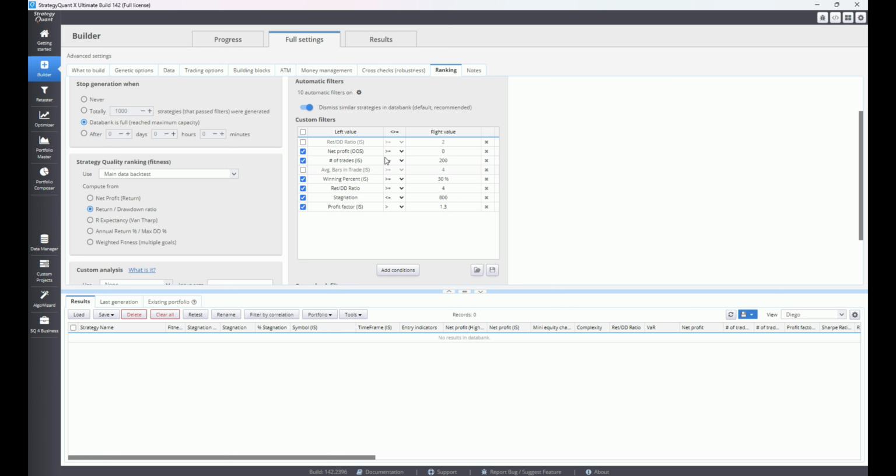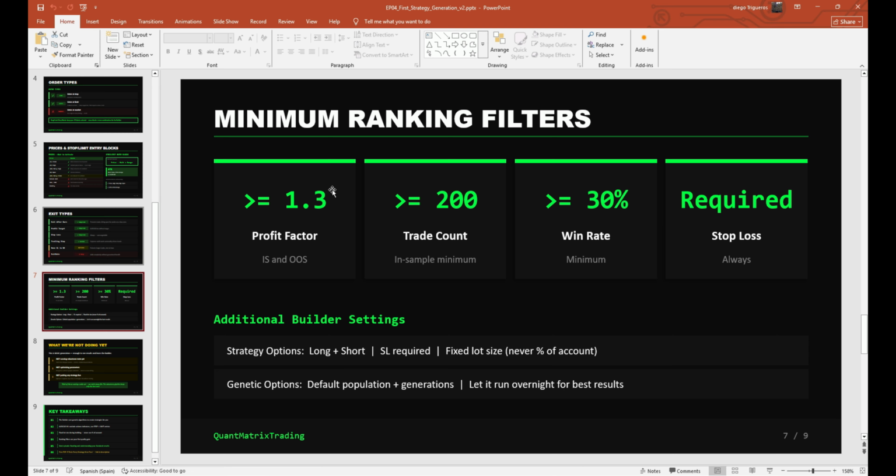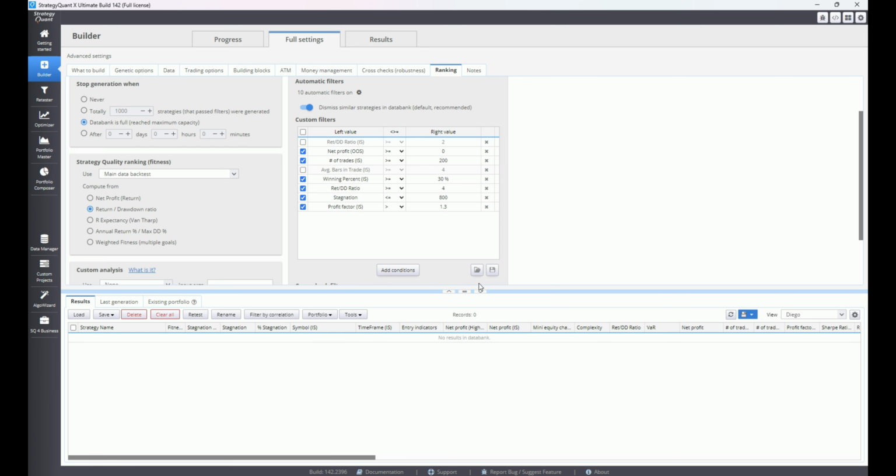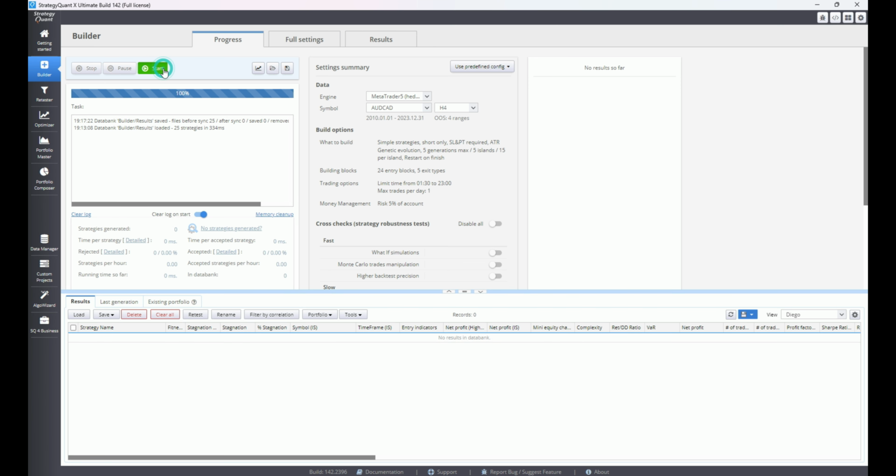But as a first quality gate, I like to choose net profit out of sample greater than 0, number of trades in sample greater than 200. Less is not very representative. The winning percentage 30%, return drawdown 4%, stagnation, as it is a forex pair, less than 800 is okay, and profit factor 1.3. I put this as notes here. What we are not doing yet, right? Before explaining that, I'm gonna click on start.